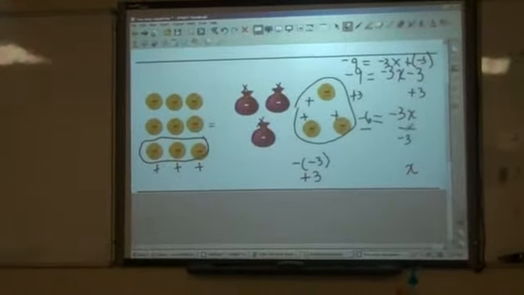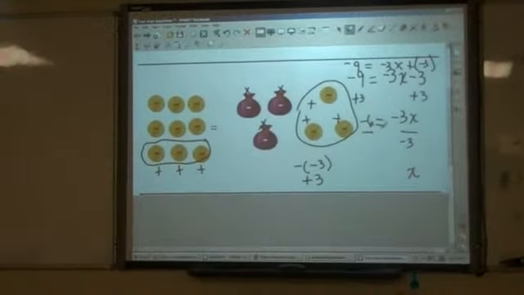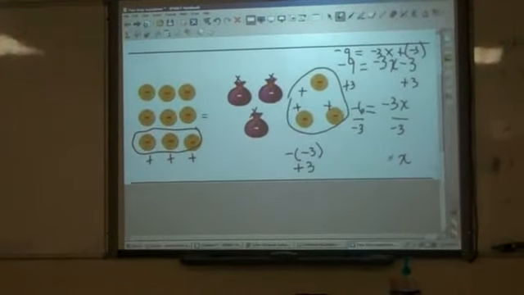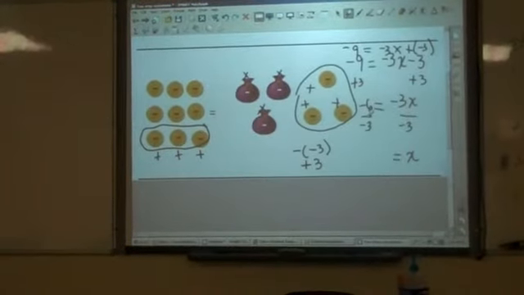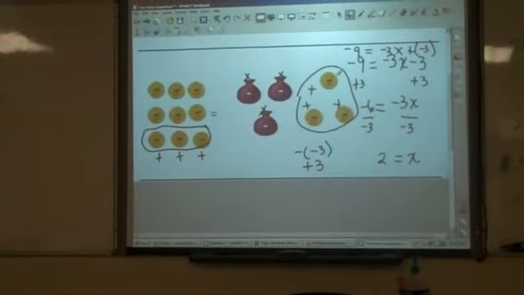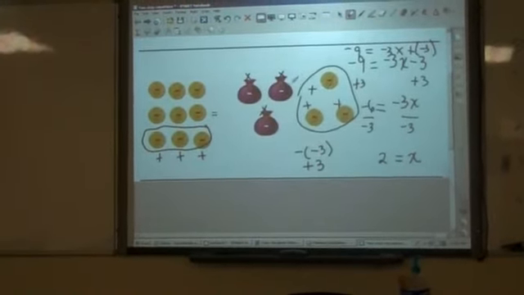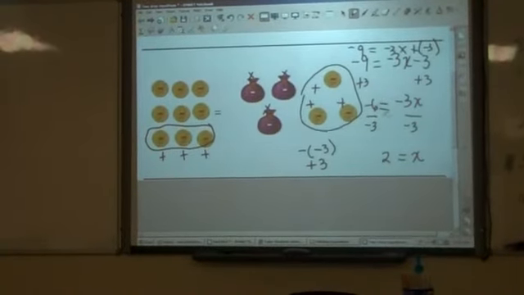Because a negative divided by a negative is a positive 1X. So if I divide by negative 3 on this side, I must divide by negative 3 on that side, which gives me negative 6 divided by negative 3, which is 2. Negative coins in a negative pouch gives me a positive coin. A negative divided by a negative is a positive.